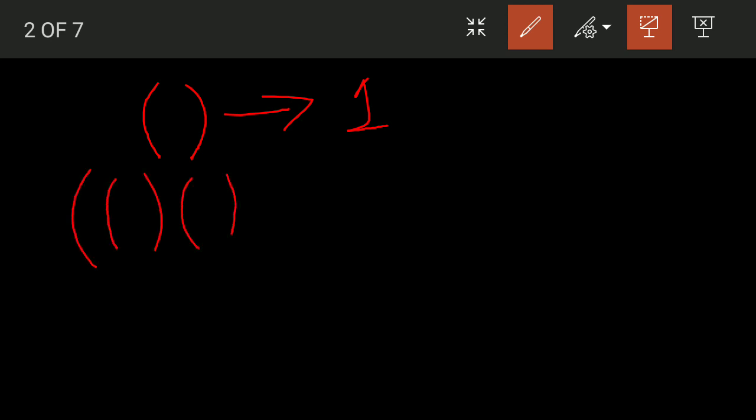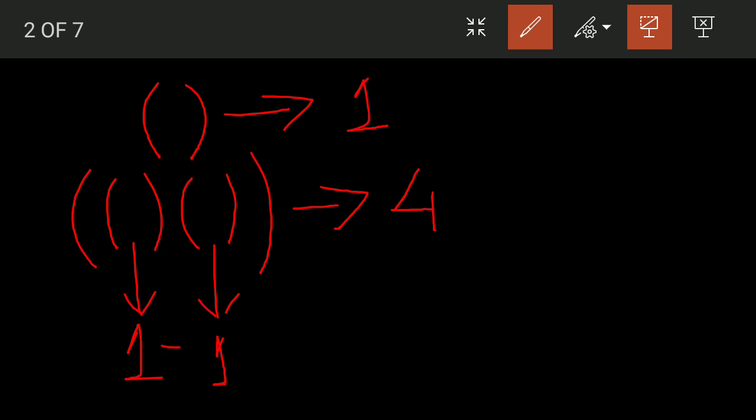See here. If it is this one, then its score is 1, meaning the output will be 1. If it is like this one, the score will be 4. How is it 4, I will explain. This one is considered as 1, this one is considered as 1, so 1 plus 1 is equal to 2, and this is considered as 2, so multiplied with 2, which is equal to 4.